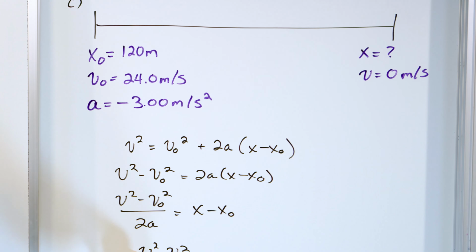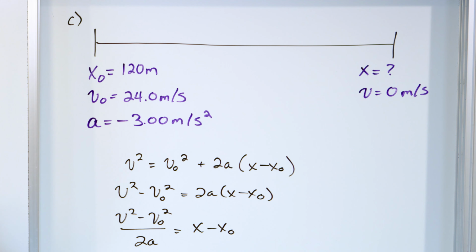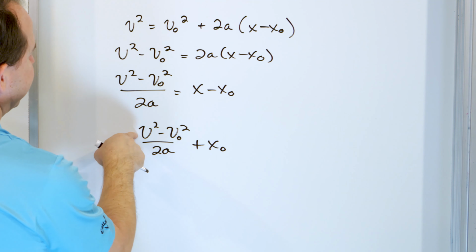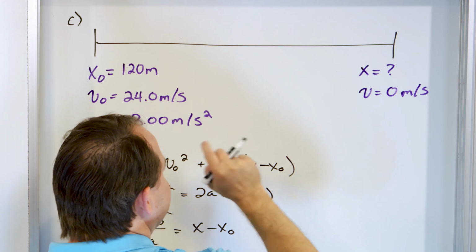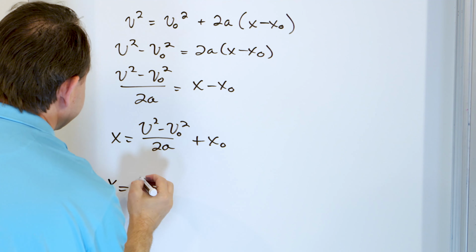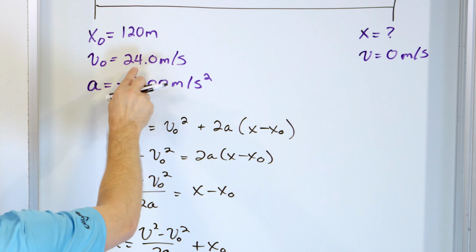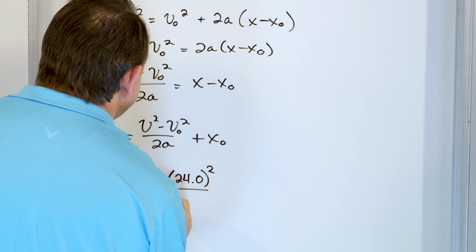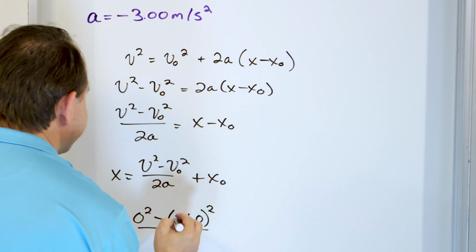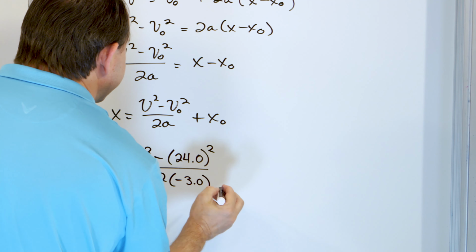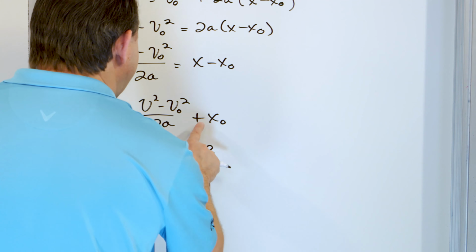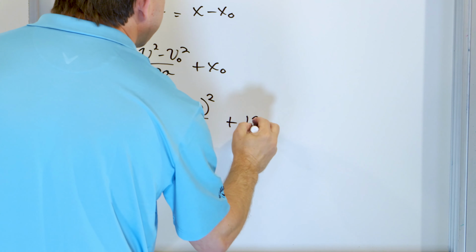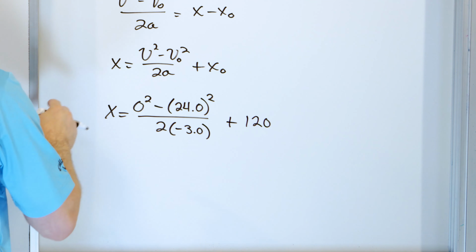What is the initial velocity in this region? The initial velocity is 24. I'm sorry, this is not the initial velocity. This is the final velocity. My apologies. I almost made a mistake and put the wrong thing in there. 0 goes into this region. So 0 squared minus the initial velocity, which is 24, so I'll put 24 meters per second squared. And then we have 2 times the acceleration, but the acceleration is negative in this region, negative 3 meters per second squared. And then after that, I have to add the initial position. The initial position is 120 meters away from the origin. And then I'm going to get the final position, again, in reference to the origin.